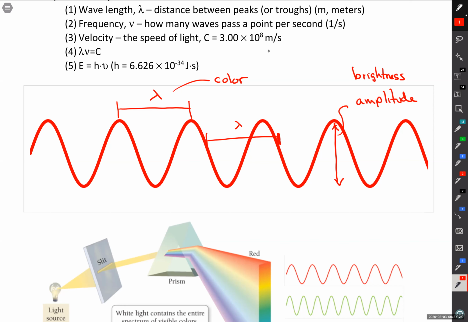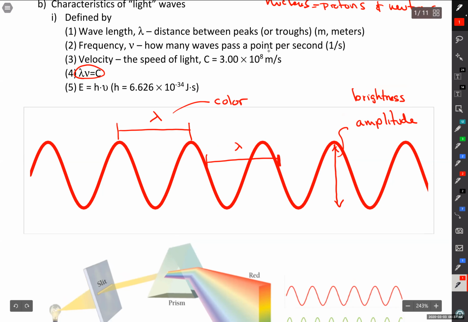I'll show you something else in a second, but this equation is the relationship between the frequency, the wavelength, and the speed of light. Frequency, wavelength, and speed of light. So frequency, let me explain what frequency is. Frequency is the number of waves that pass per second. This symbol here is actually nu. You can just draw a V, it's a Greek letter.